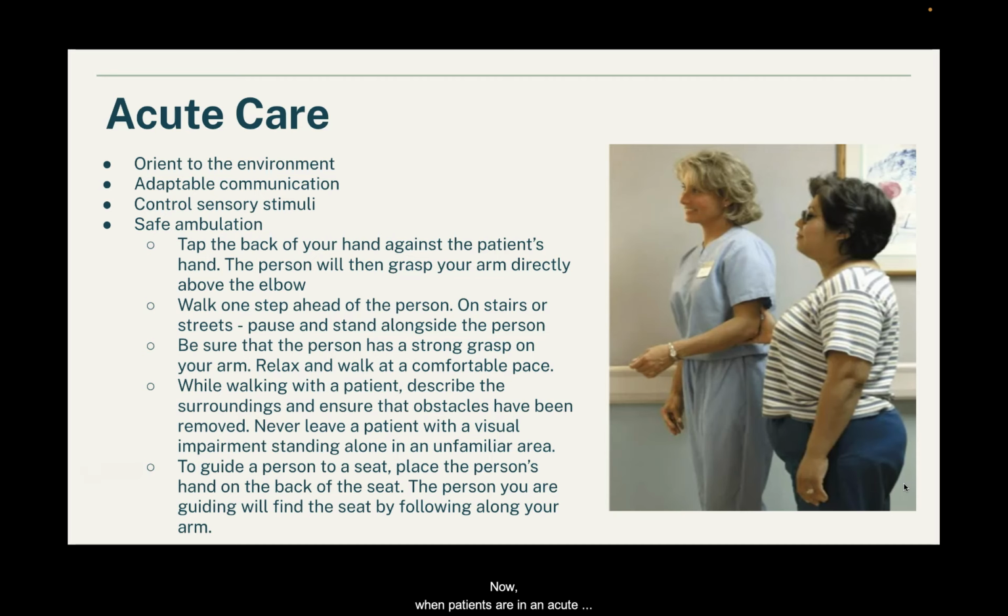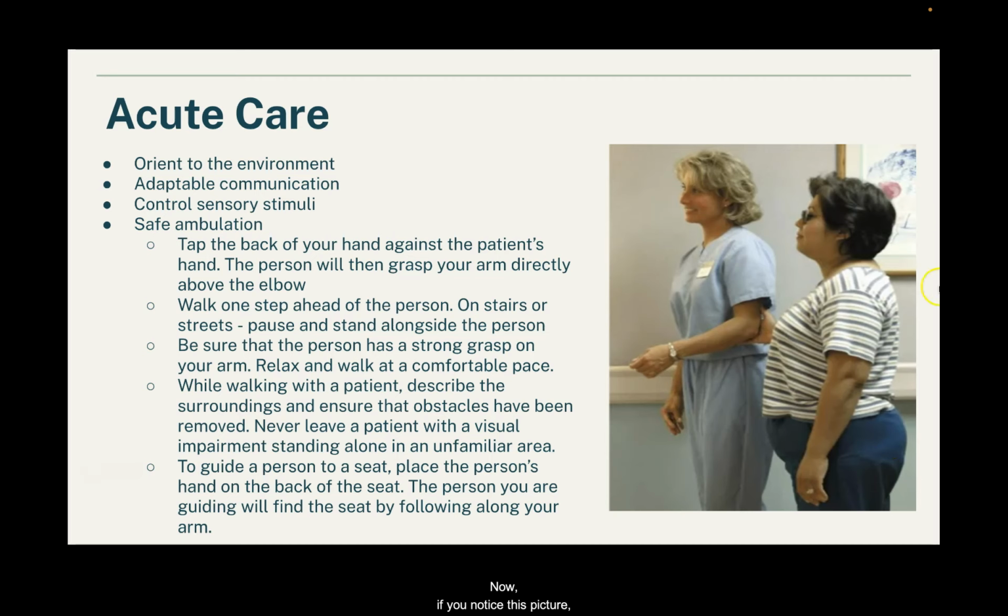Now, when patients are in an acute care environment and they have sensory deficits, we want to orient them to the environment when they get admitted. This is very important for you to remember. We want adaptable communication, just like we mentioned earlier. If they have an artificial airway, make sure they have communication boards, maybe the magic slate. Control the sensory stimuli. If they have sensory overload, reduce the stimuli in the room and let them rest. We want to make sure that they have safe ambulation.